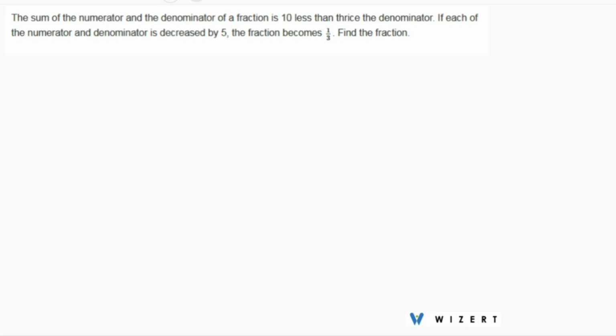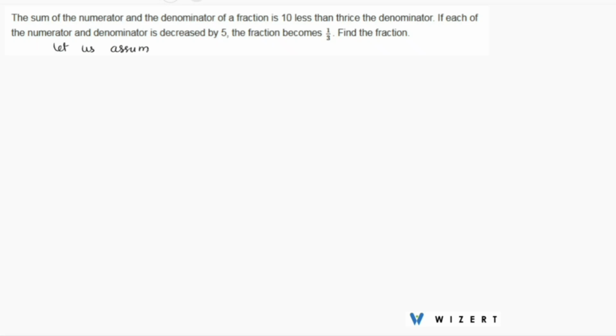Question here. The sum of the numerator and the denominator of a fraction is 10 less than thrice the denominator. If each of the numerator and denominator is decreased by 5, the fraction becomes 1 by 3. Find the fraction.